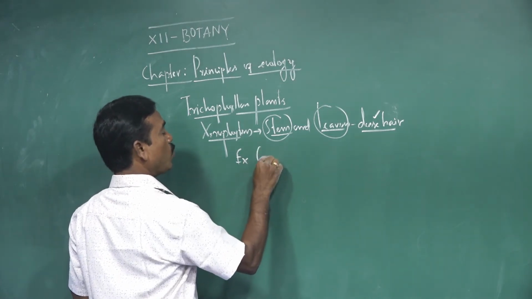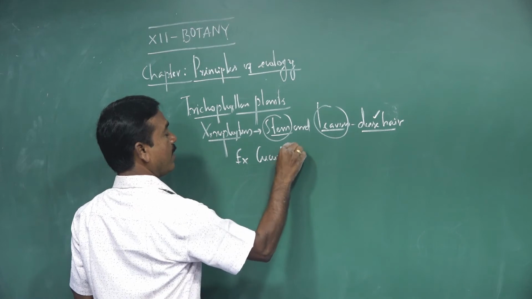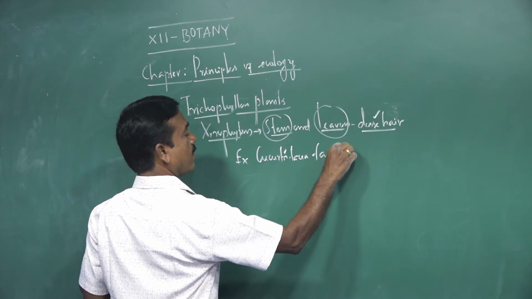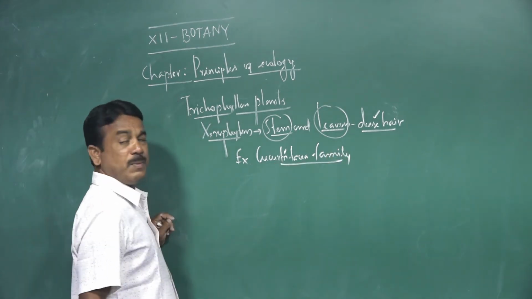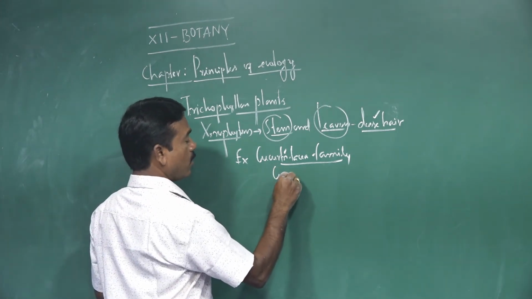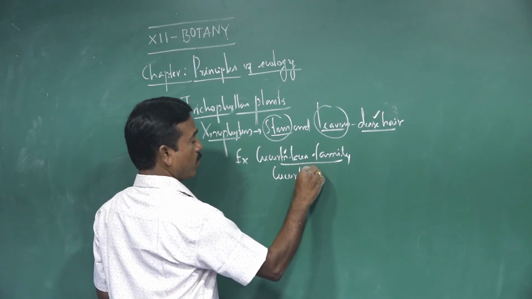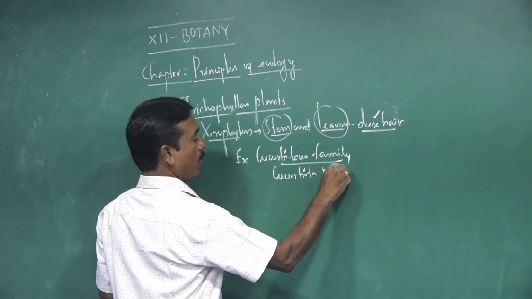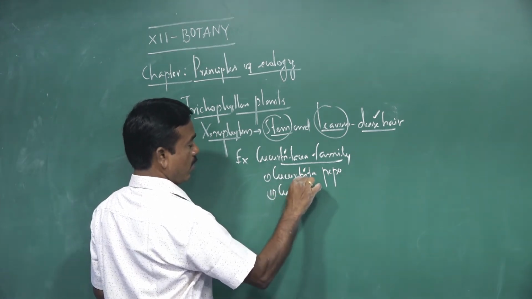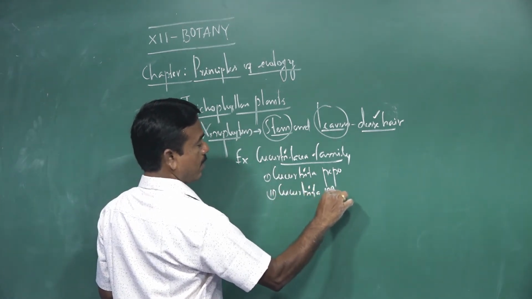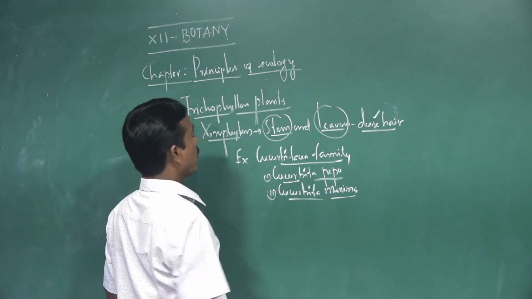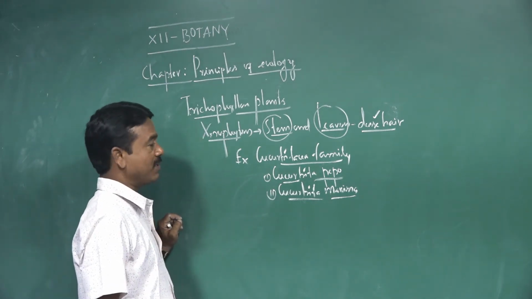What are the examples? Most members of the Cucurbitaceae family. In the Cucurbitaceae family, especially Cucurbita pepo, then Cucurbita maxima. Those are called trichophilous plants.